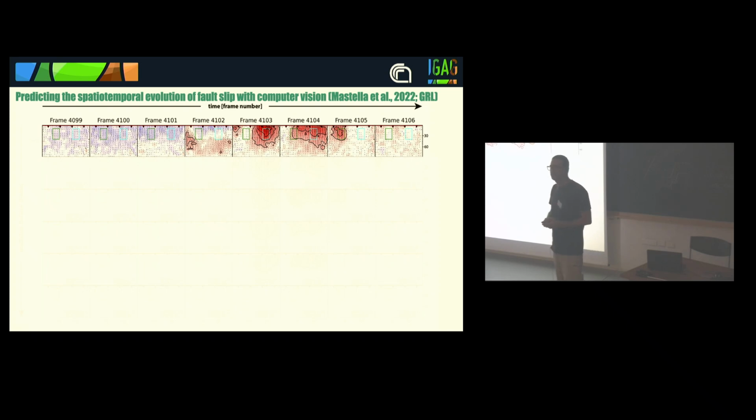Giacomo Mastella, a PhD student who studied at Roma 3, went a step further, and he tried to predict not only the time to failure, but he used computer vision to forecast the map of velocity in the future, at different time steps. What we see in this slide may become a little bit messy, so it's better to explain it correctly. Time is going along this axis. Each map is one frame, and we have a bluish color for landward motion and red color for seaward motion.